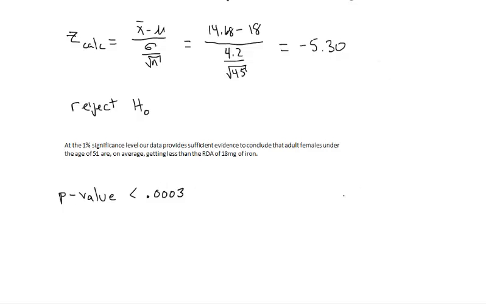And this p-value also helps verify that our data was significant. Our significance level was equal to 0.01, and if your p-value is less than your significance value, then the data is significant. And less than 0.0003 is less than 0.01. So it verifies our hypothesis test. And that's all for this video on testing a mean with a known sigma.